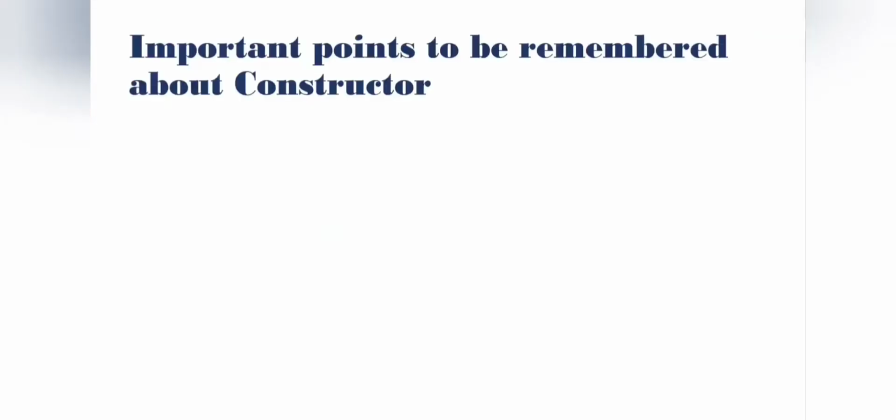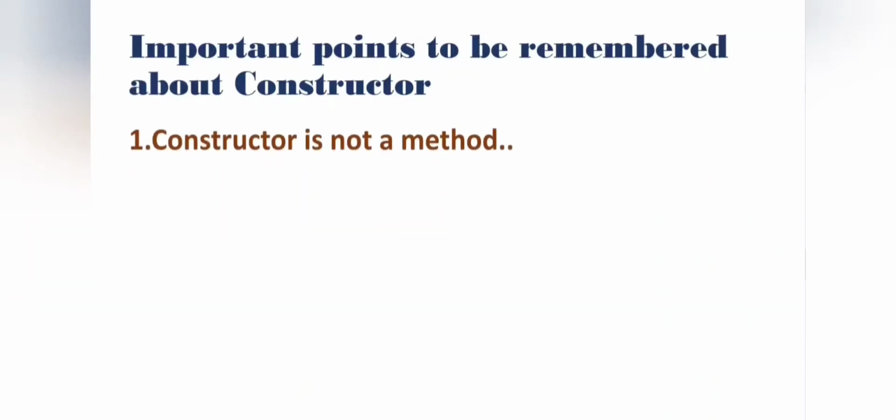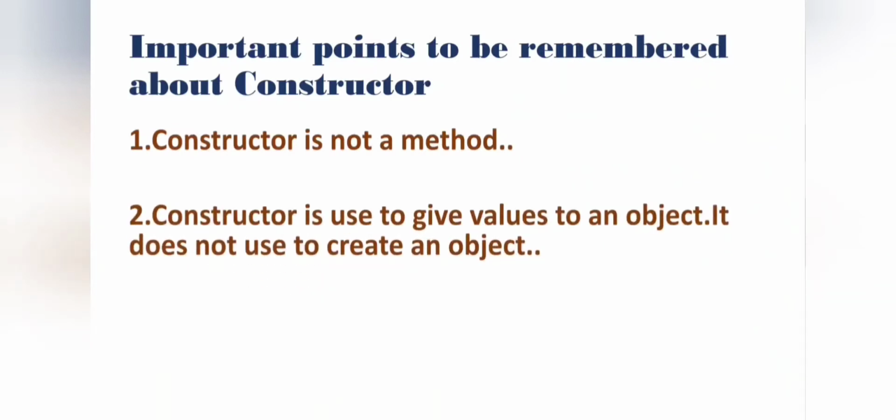Now we are going to see important points to be remembered about constructors. Okay, so a constructor is a block of code. So a constructor is not a method. It just looks like a method. So don't be confused. A constructor is a different thing and a method is a different thing. And second point, a constructor is used to give values to an object. A constructor is not used to create an object.